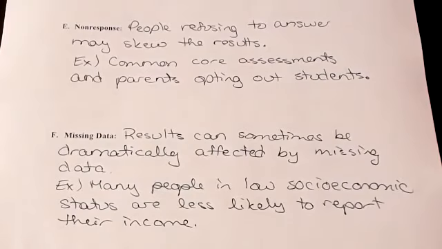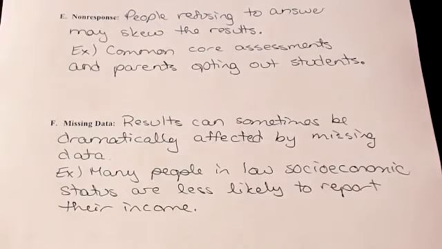And lastly, we have missing data. So results can sometimes be dramatically affected by missing data. So as an example, let's say that you were trying to collect information from, I guess students at MCC, we could do this, or students in Rochester, or people in Rochester, residents of Rochester. If you are asking to collect information about income, people in low socioeconomic status, they're less likely to report that. They're less likely to report what they're actually making. Sometimes it's just an issue of trust and feeling like what's going to happen with this data, but it really takes away from that bigger picture.